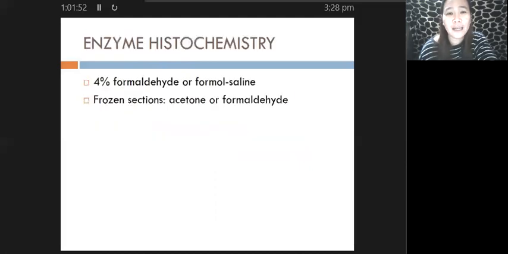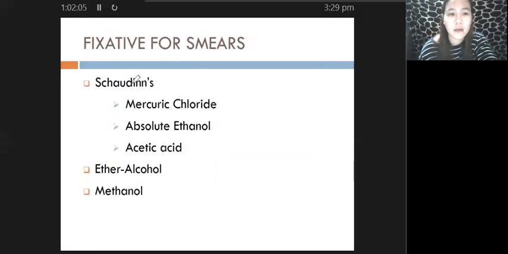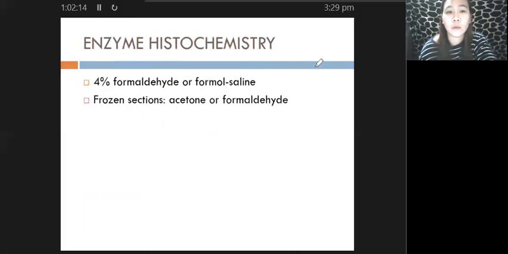So, there. And then, for enzyme histochemistry, we can make use of 4% formaldehyde or formol saline. And then, for frozen sections, we have your acetone or formaldehyde. Okay? Fixatives for smears, we have your iodines, ether alcohol, and methanol. So, this will be elaborated later when we go to your exfoliative cytology. This one will be elaborated when we go to your special techniques.